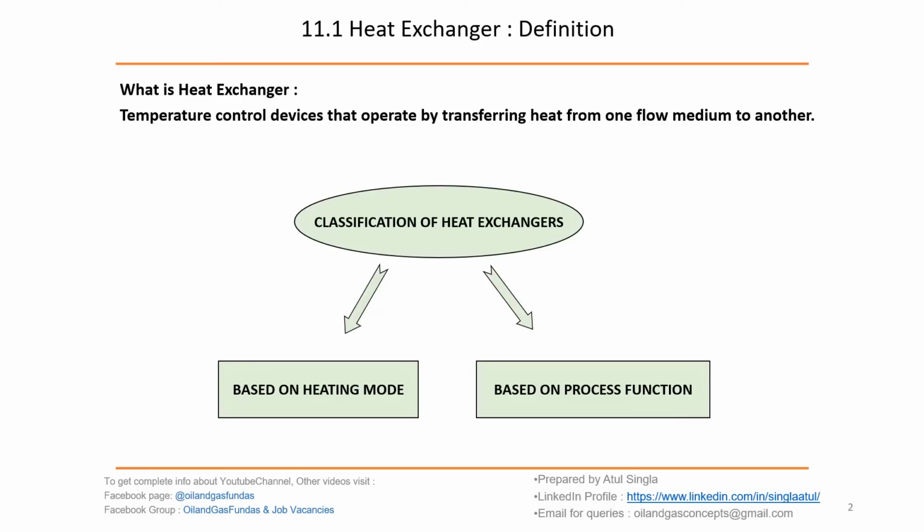So how we can classify all the heat exchangers? There are two criteria. One is based on heating mode and one is based on process function. These are two basic criteria based on which we can classify all the heat exchangers. In next slides we'll go into details how we are going to differentiate and what kind of heat exchangers are there based on this classification.